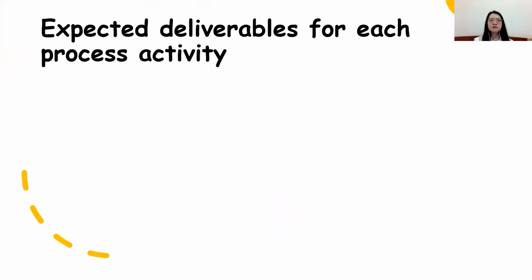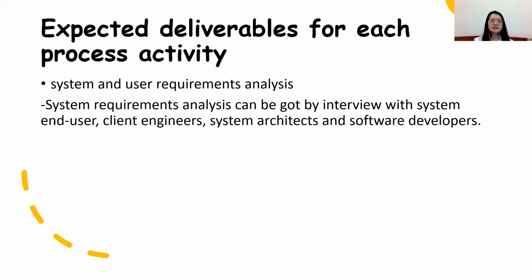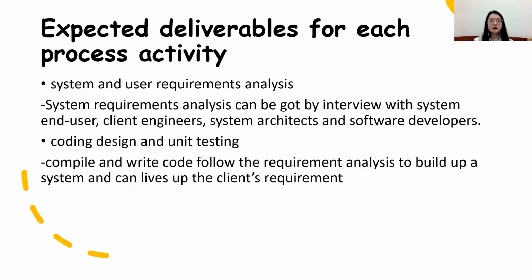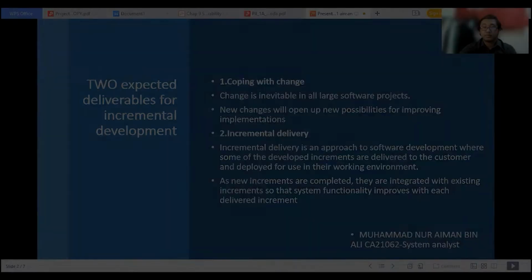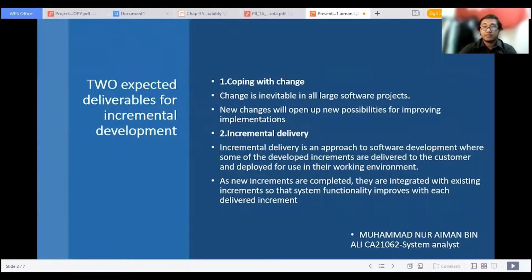The expected deliverables for each process activity are system and user requirement analysis. System requirement analysis can be obtained by interviews with the system end users, client engineers, system architects, and the software developers. Then the other is coding, design, and the unit testing. Compile and write the code following the requirement analysis to build up a system that can fulfill the client's requirement.